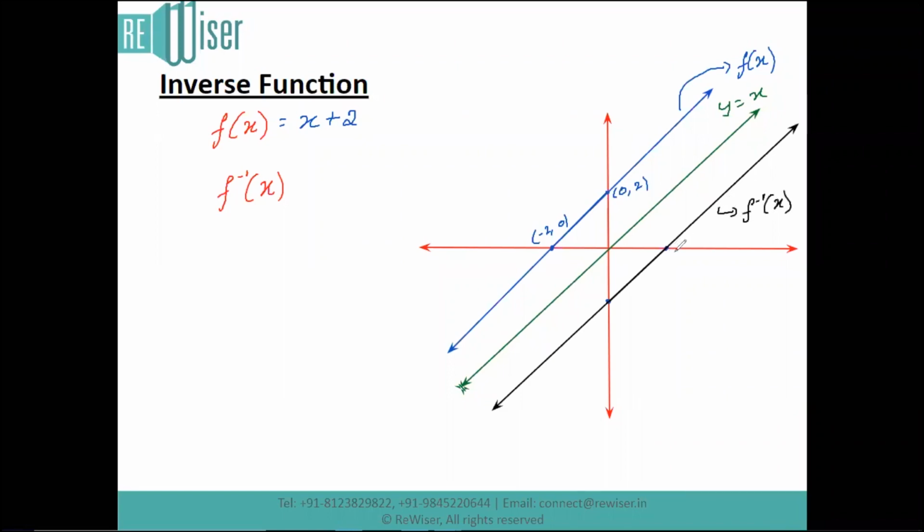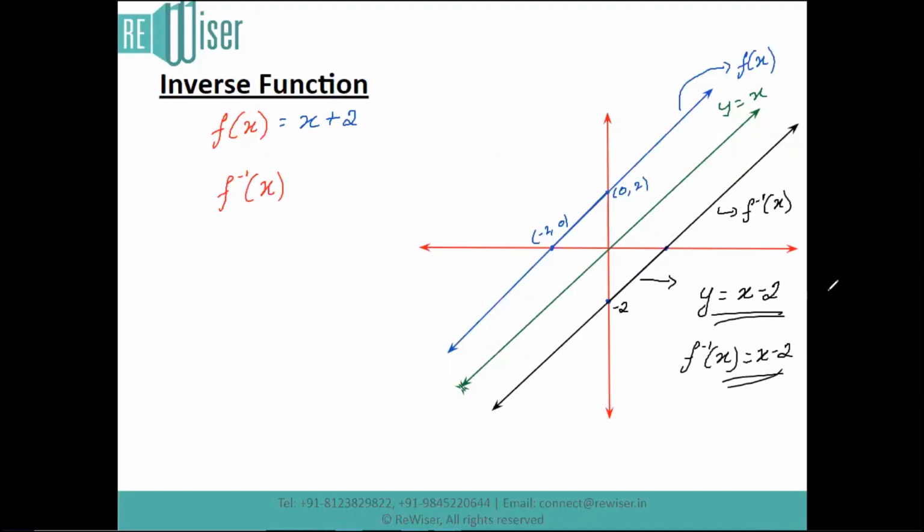Now, the equation of this line: the slope is going to be the same, the slope is 1 itself. But the y-intercept is minus 2. So the equation of this line is y equals x minus 2, which is nothing but f inverse of x equals x minus 2. So graphically, I found that f inverse of x is x minus 2.